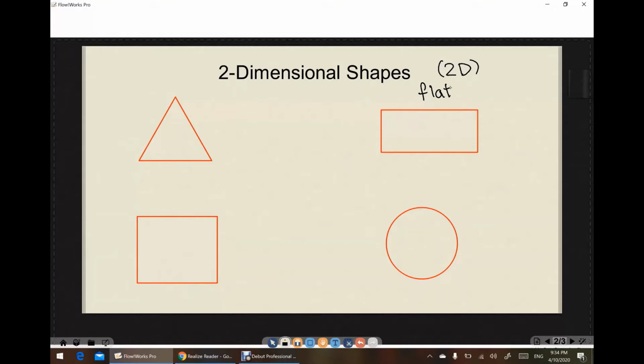Now, here I have some shapes. Can you tell me the name of these shapes? The first one, what is this? It's a triangle. What is it? All of you read with me. What is it? Triangle. Again, triangle. Good. Now, next. What shape is this? Square. What is it? Square. Number 3.